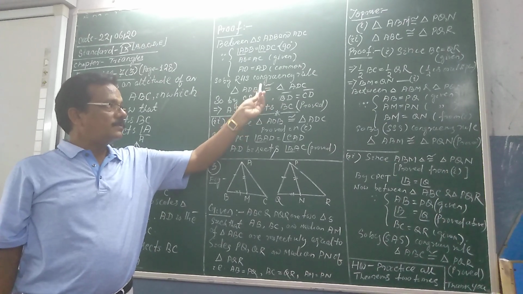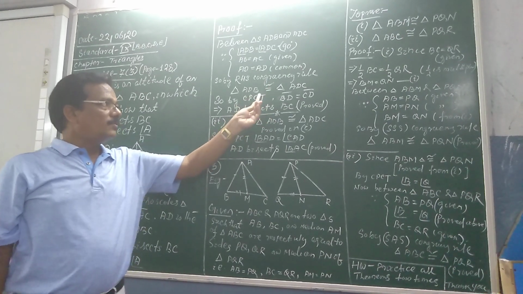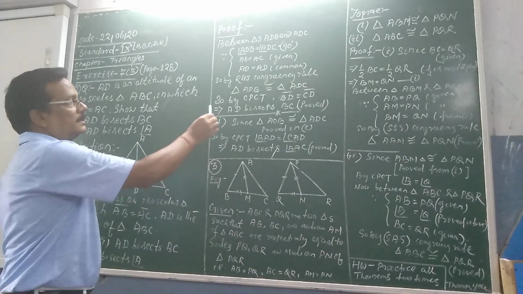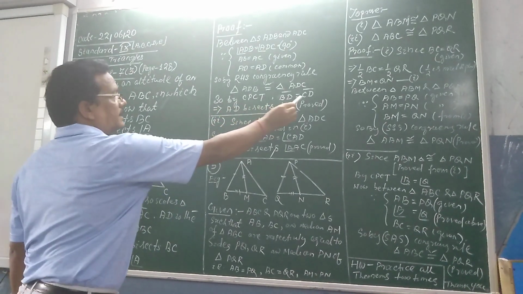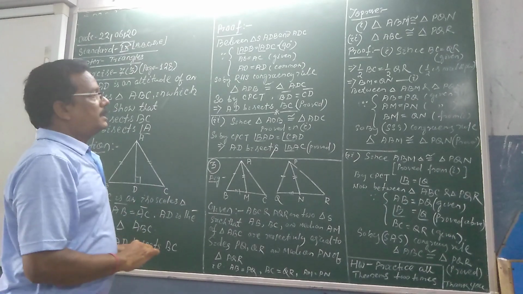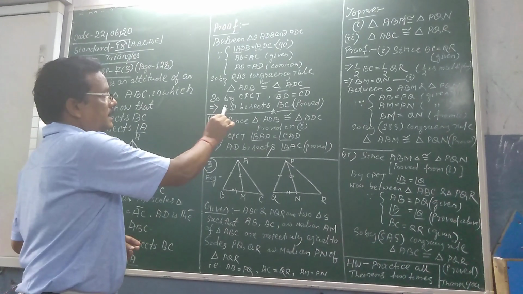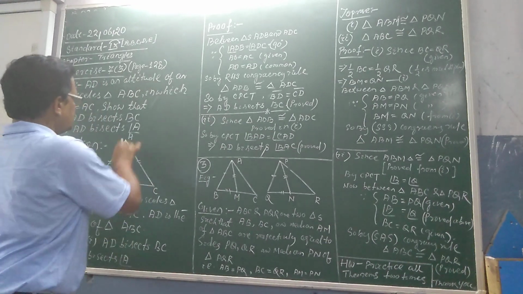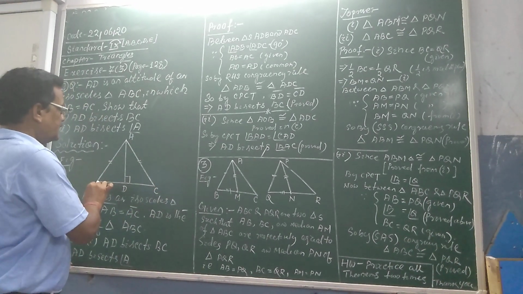You have already known that this is the sign of the congruency. So by the CPCT, BD equals CD. You see here, by the CPCT, this part equals this part. So it implies AD bisects BC, meaning this line bisects the total BC line.